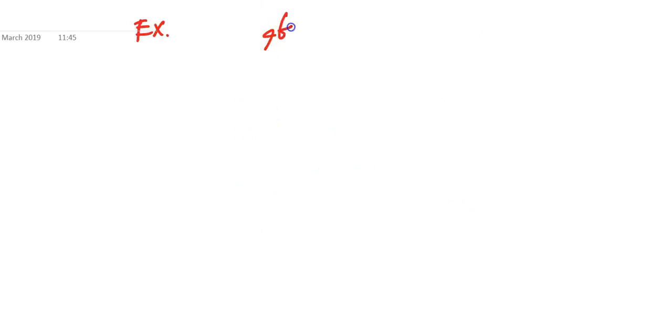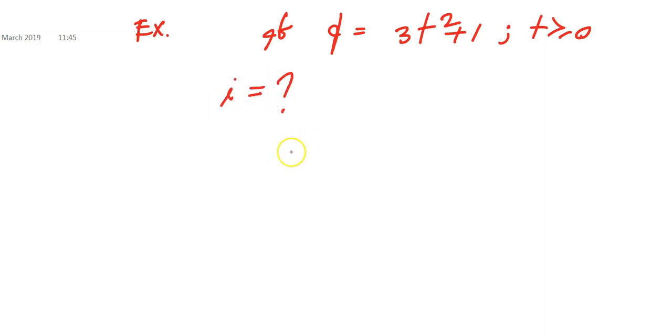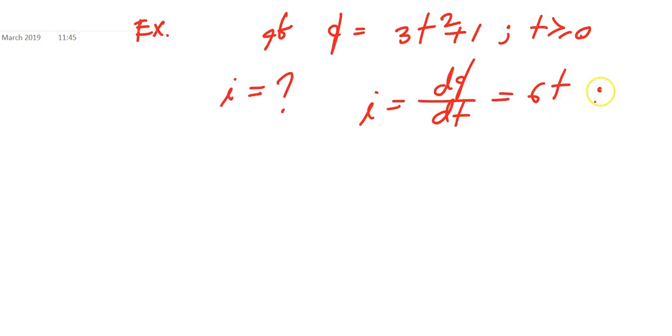Example: if the charge q passing through the element is defined by 3t² for t greater than or equal to 0, what is the current for t greater than or equal to 0? So simply use the relation i = dq/dt, which will give you 6t for t greater than or equal to 0.